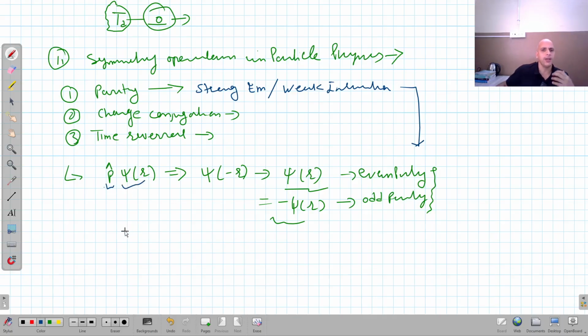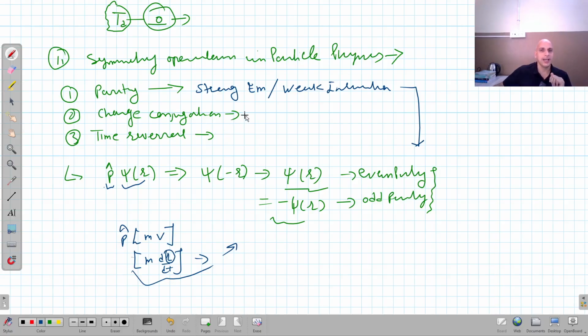We can apply the parity operator on any system. For example, suppose I am applying the parity operator on linear momentum, which simply is m into v. Now velocity is m into dr upon dt. So if I am changing the sign of r, obviously momentum will change its sign. So this is the way of applying the parity operator on different physical quantities, or we can apply it on a physical equation.